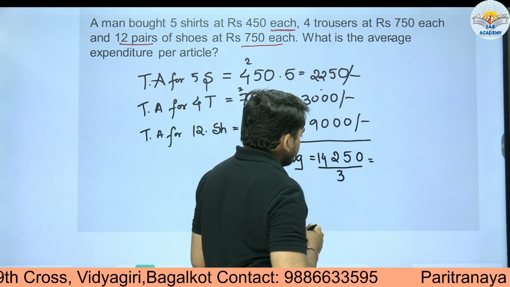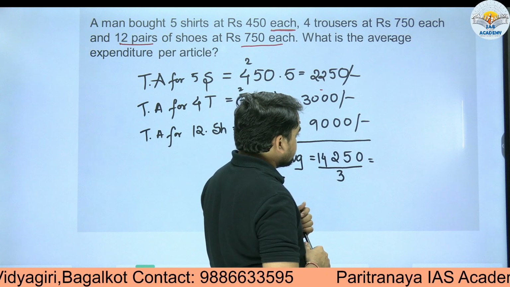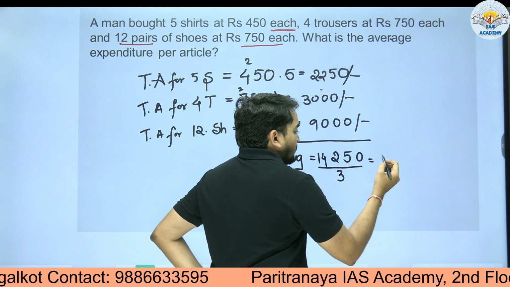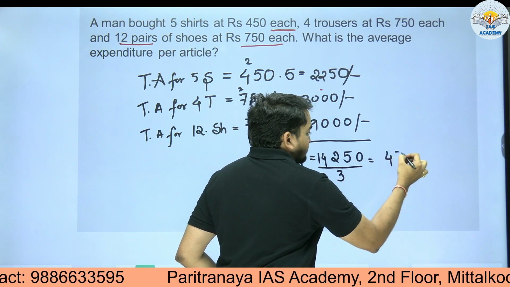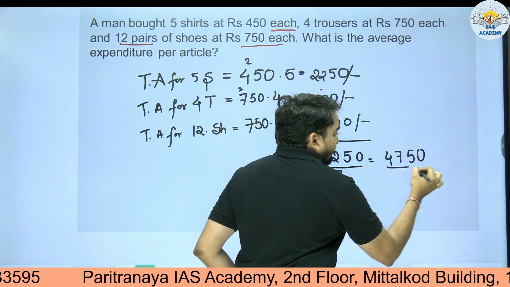Is it divisible by 3? First check that. 6 plus 6, 12, right? So if I'm dividing by 3, what will be the value? 3 4s are 12, and so on. All right, this is the average amount.